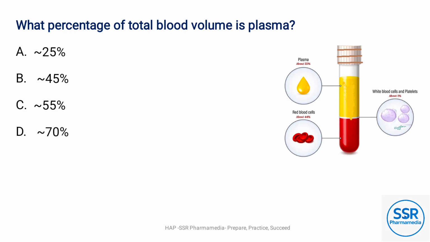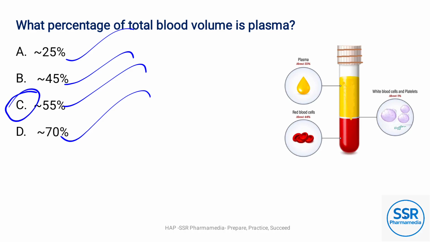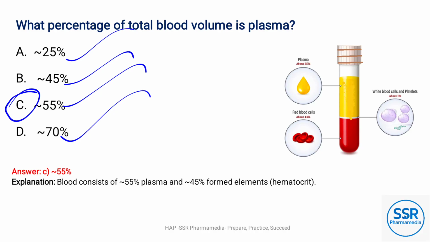So we'll move on to the question. What percentage of total blood volume is plasma? Option A 25%, option B 45%, option C 55%, option D 70%. The answer is option C. 55% of the blood is plasma, and the other 45% is cellular elements like RBC, WBC and platelets.